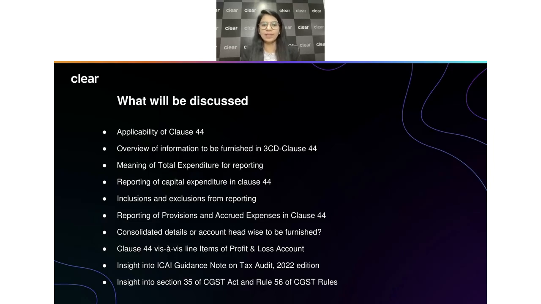So we'll talk about the applicability of clause 44. We'll talk about the overview of information which we need to furnish in 3CD clause 44. Then we'll understand what exactly we mean by total expenditure over there. Then we'll talk about revenue, and especially capital expenditure, whether we have to disclose that over there or not. We'll talk about certain inclusions and exclusions from the reporting. We'll also talk about the reporting of provisions and accrued expenses. And then we'll talk about the line item details of P&L accounts, whether that has to be reported in clause 44 or not. So we're going to discuss all of this in detail in today's session. So let's start.